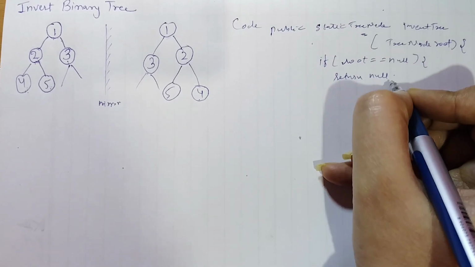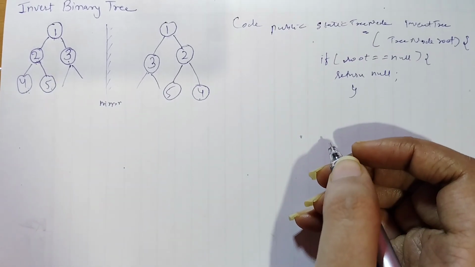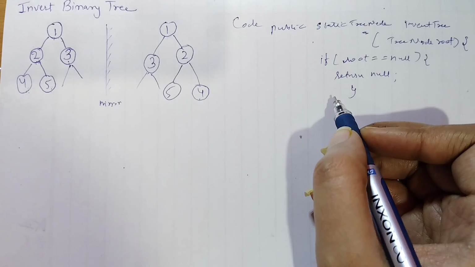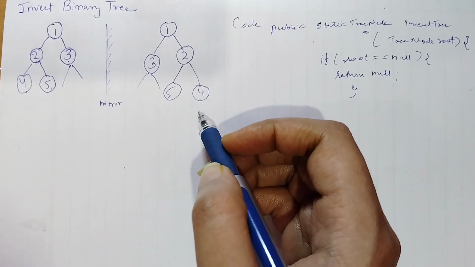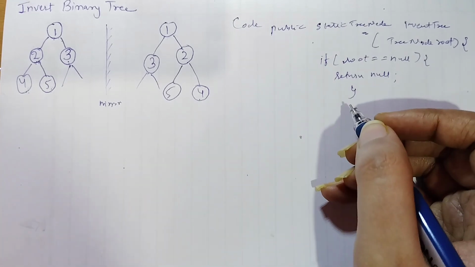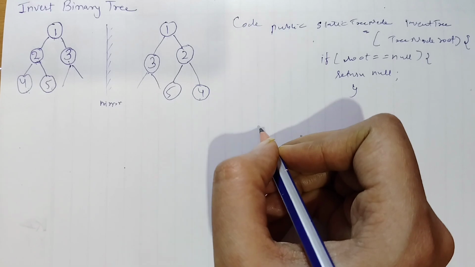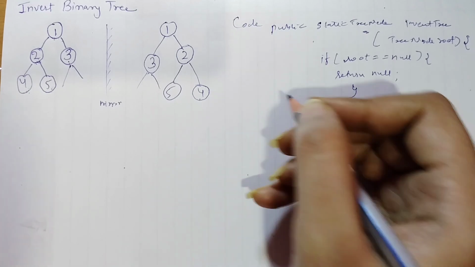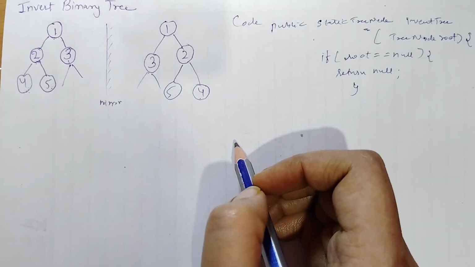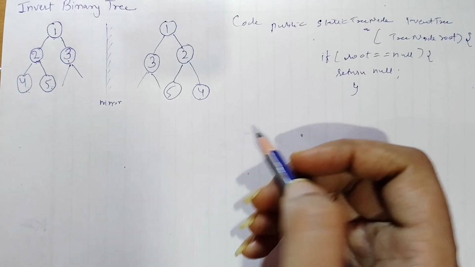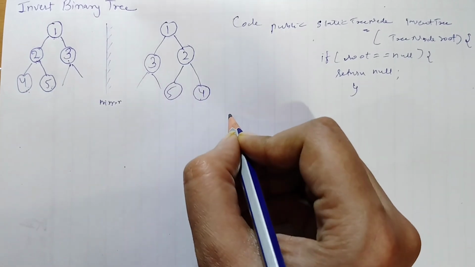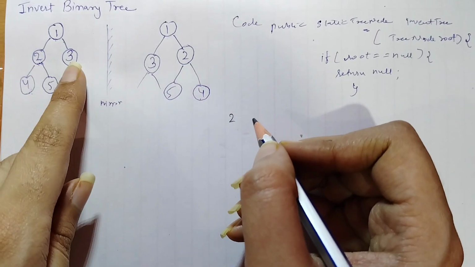The next condition will be in the else part, that means we have our binary tree, so we have to swap our nodes. For swapping I have taught you before also, but once again I'll teach you. How to swap? We have to swap our 2 and 3.